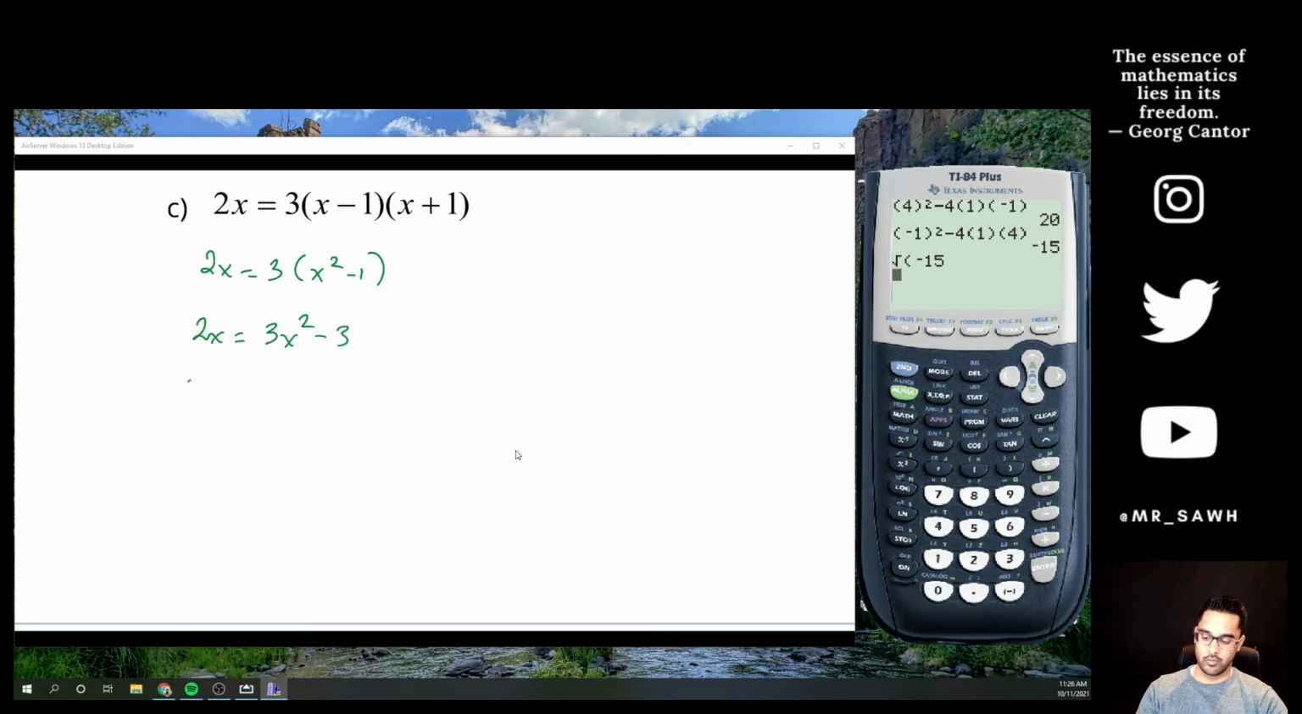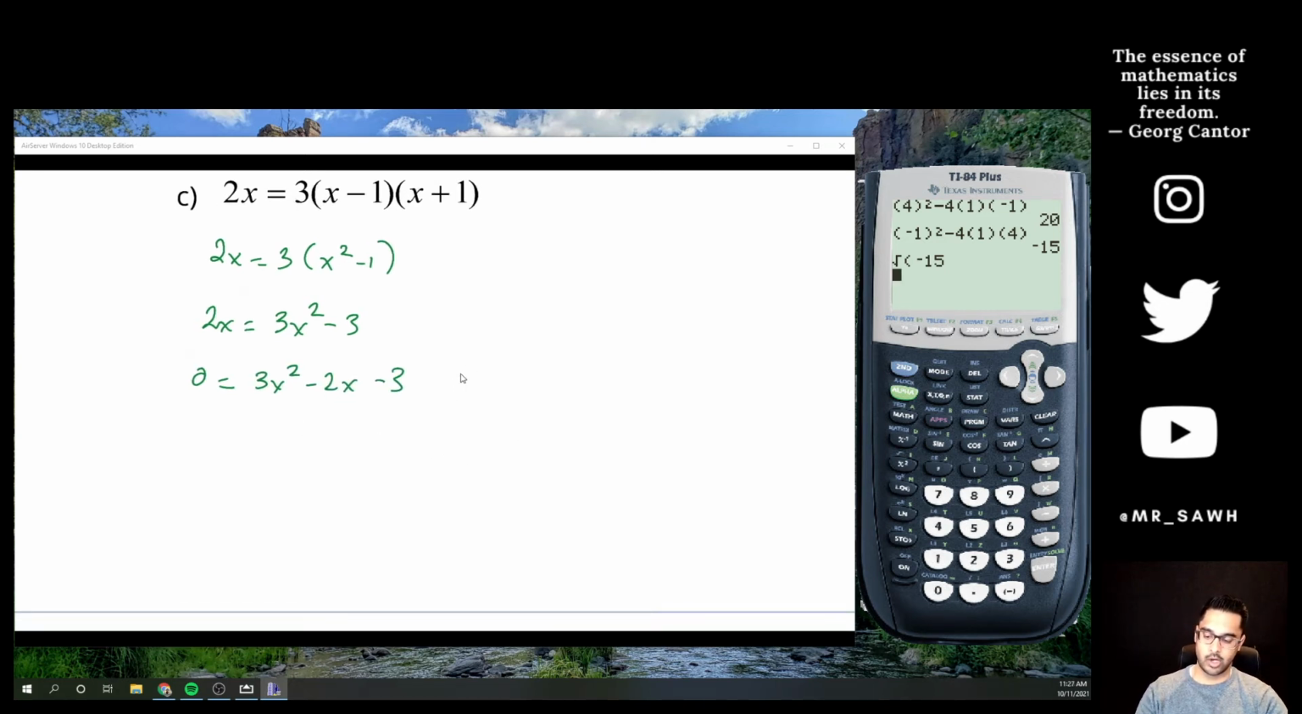Move the 2x over. So 0 equals 3x squared minus 2x minus 3. And now I'm in a place where I can determine what a, b, and c are supposed to be. A is 3, b is minus 2, c is minus 3. Now I can get my quadratic formula going.